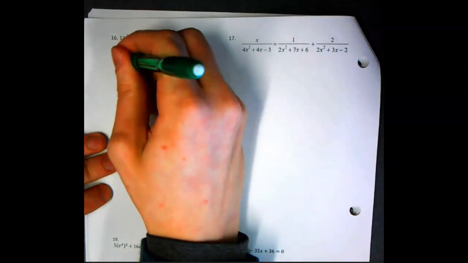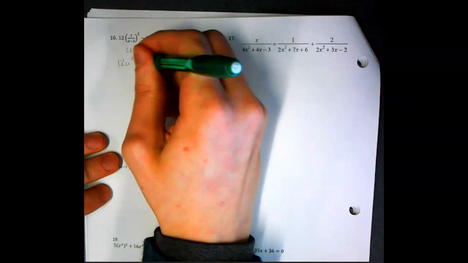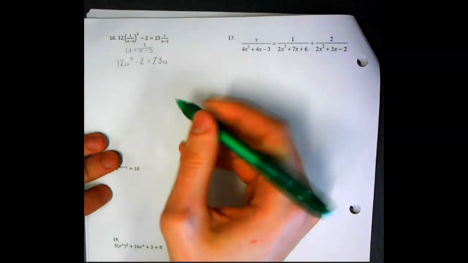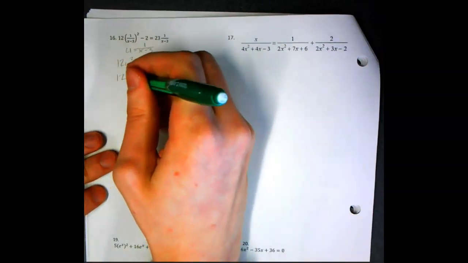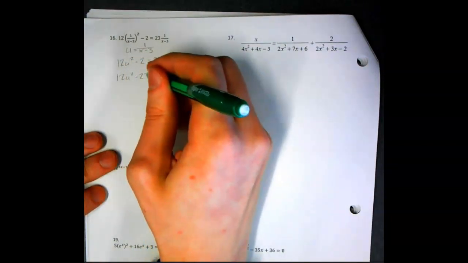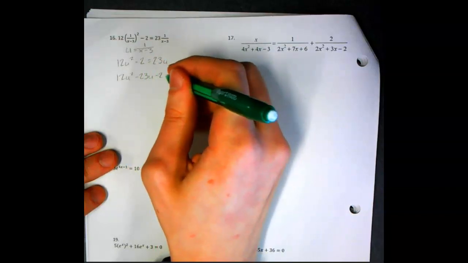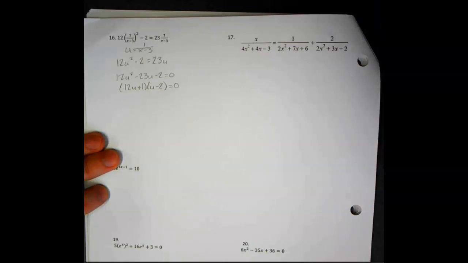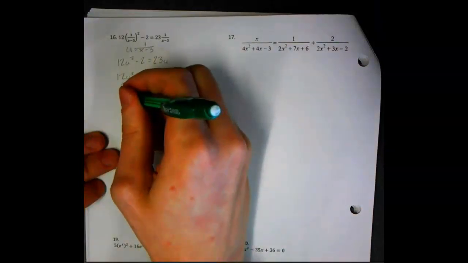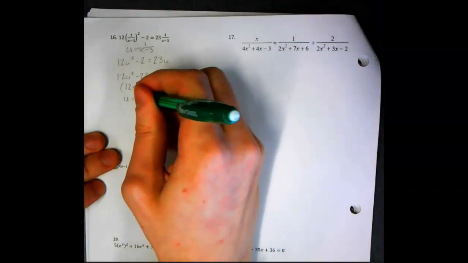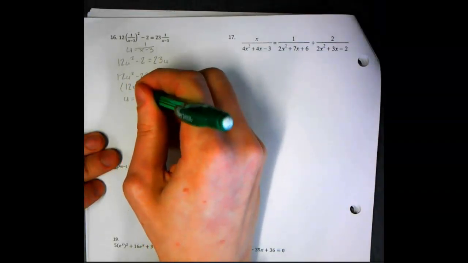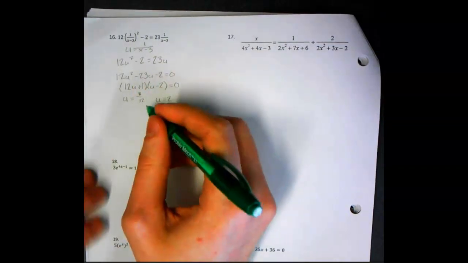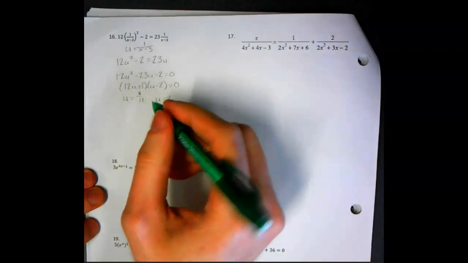So we'll bring that 23U over. Next, we're going to factor. Once you have that factored, you're going to set these both equal to 0, and you'll end up with U equals negative 1/12 and U equals 2. Next, you're going to put these back to x.